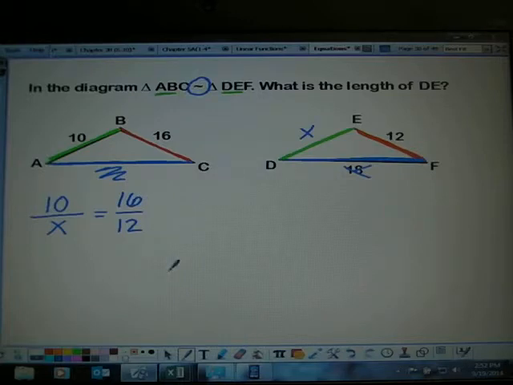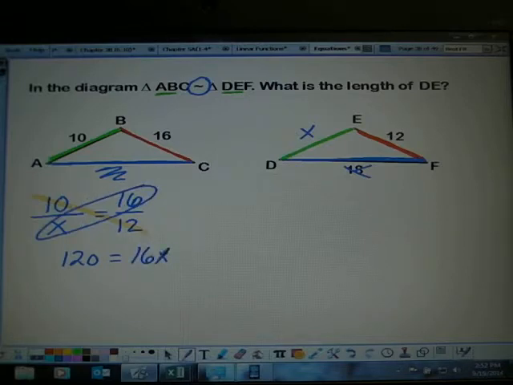From there, you're going to cross multiply. So this is one way to set it up. I'll show you the other way. We're going to multiply those numbers together. 10 times 12 is 120. Those two match up, so x times 16 is 16x. And then to solve for x, we're going to divide both sides by 16. And we get x equals 7.5. So this missing side right here is 7.5.